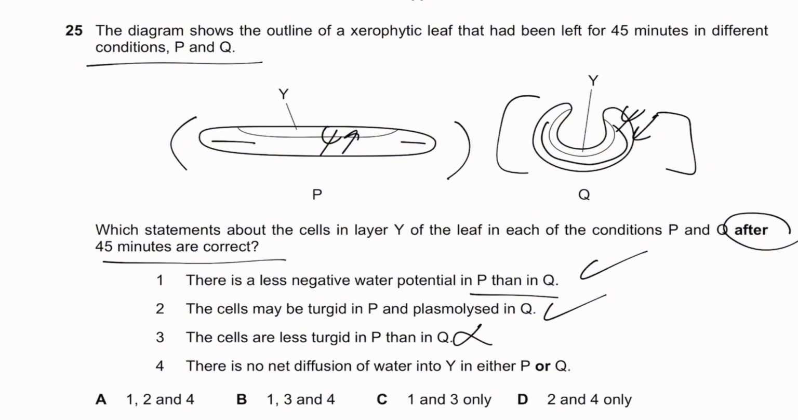There is no net diffusion of water into Y in either P or Q. Now this is, I think, the confusing point for many students. Yes, after 45 minutes we will have reached equilibrium. All the possible water would have left here, and so now the water potential inside is equal to the water potential outside. All the possible water could have entered here, and so water potential outside equals water potential inside. So 1, 2, and 4, A.